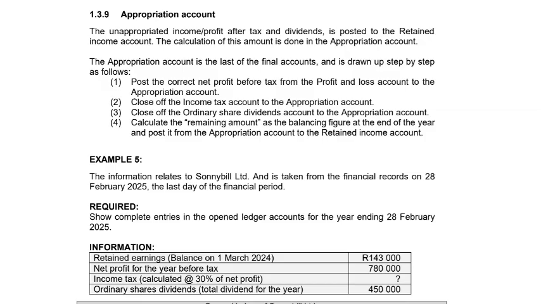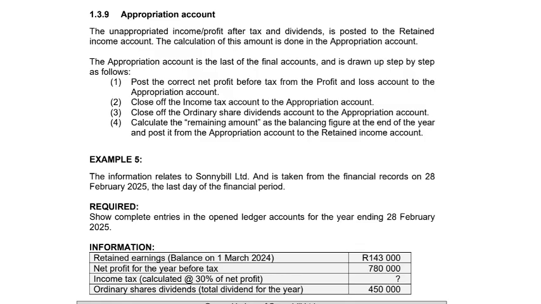Step 1. Post the correct net profit before tax from the profit and loss account to the appropriation account. Step 2. Close off the income tax account to the appropriation account. Step 3. Close off the ordinary share dividends account to the appropriation account. And step 4. Calculate the remaining amount as the balancing figure at the end of the financial year and post it from the appropriation account to the retained income account.